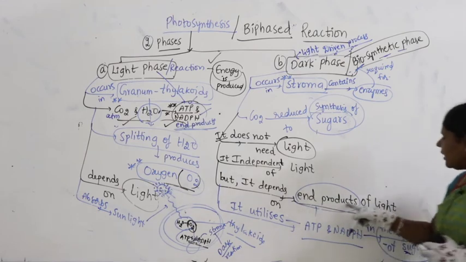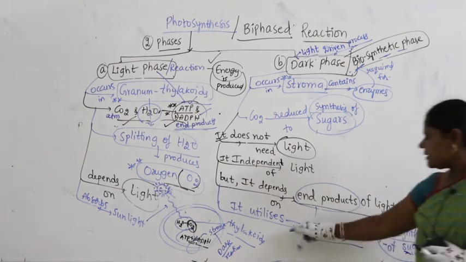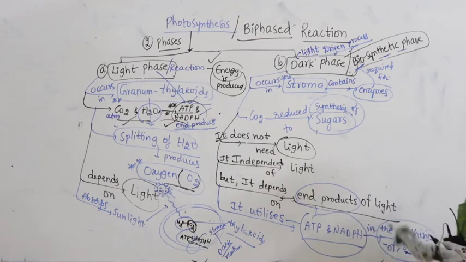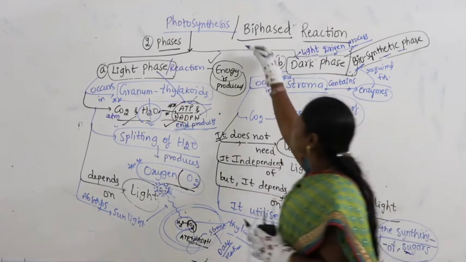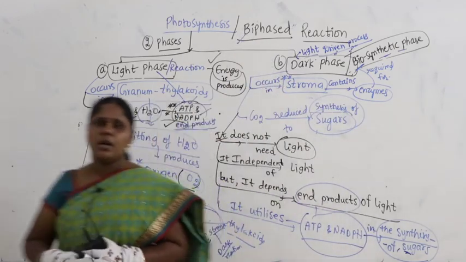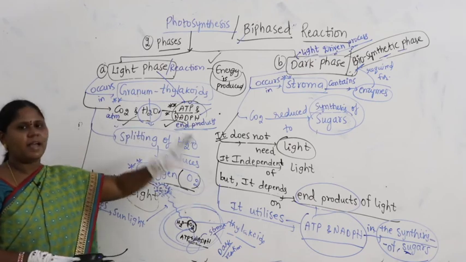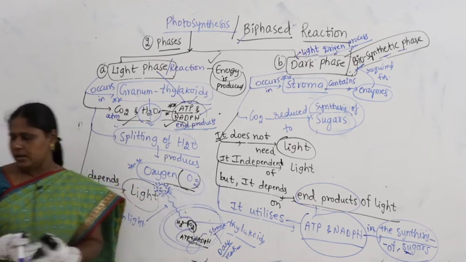It depends upon the end products of the light reaction, and utilizes both ATP and NADPH in the synthesis of sugars. So, that is why it is called a biphasic reaction, meaning it is found with two phases, light phase and dark phase, right. Let us continue.